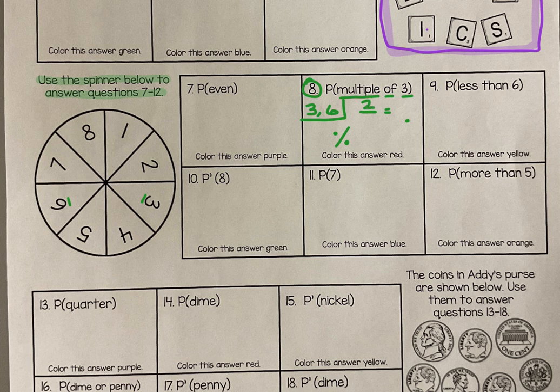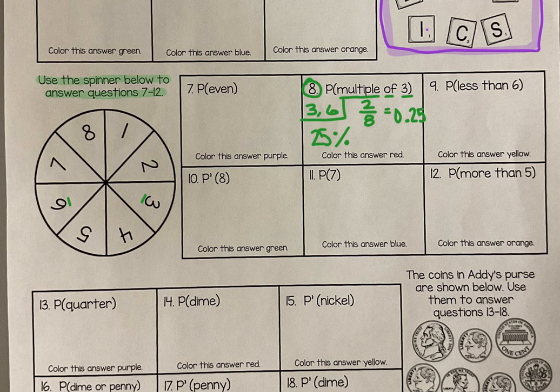There are 8 total spots on the spinner. So 2 out of 8, which is another way of saying 2 divided by 8, which is 0.25, which is 25%.